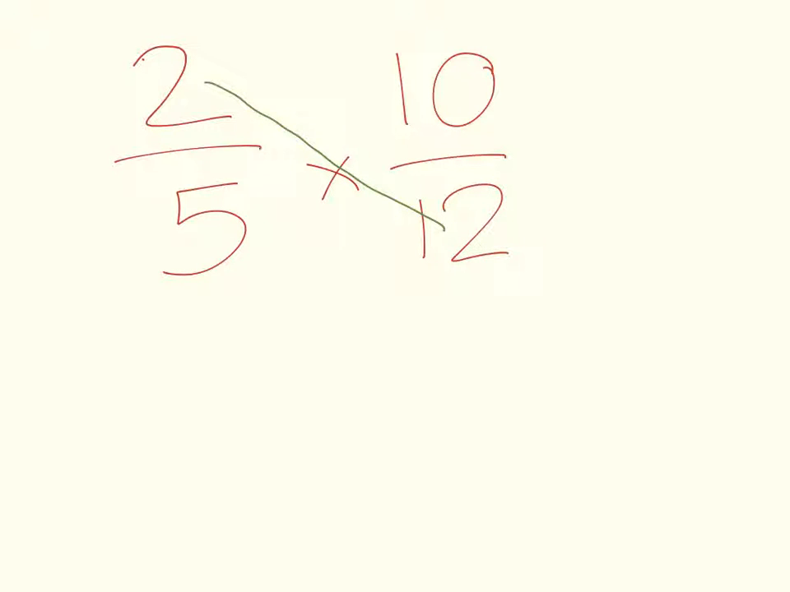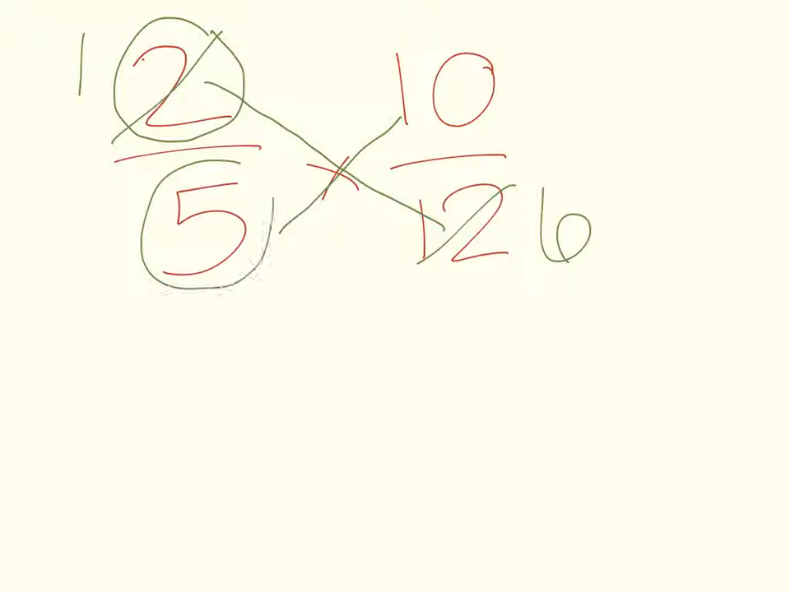So you're going to ask yourself, what is the greatest common factor of 2 and 12? What I do is I look at the smaller factor, and I ask myself, can I divide 12 by 2? And the answer is yes. So I'm going to divide 2 by 2, which is 1, and I'm going to divide 12 by 2, which is 6. Now I'm going to look diagonally the opposite direction.